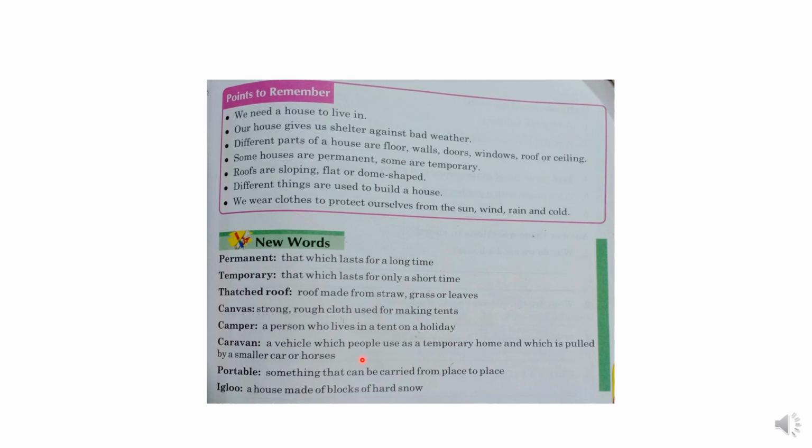And portable, what is portable? Something that can be carried from place to place. If something is portable, it means it can move easily and be carried from one place to another. Igloo: a house made of blocks of hard snow. An igloo is a house that is made of snow, blocks of hard snow.